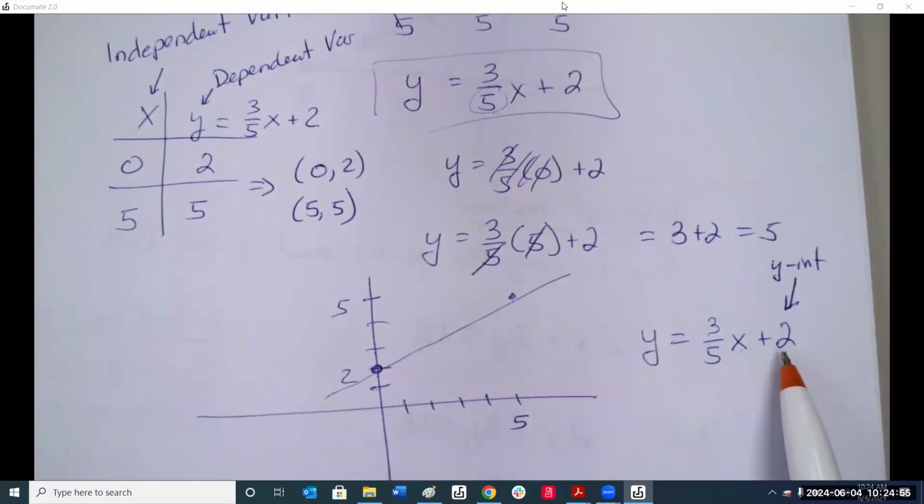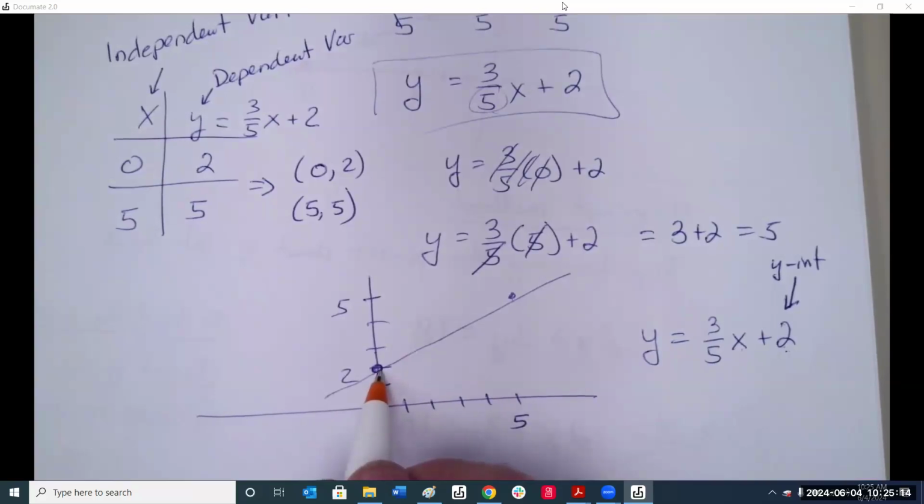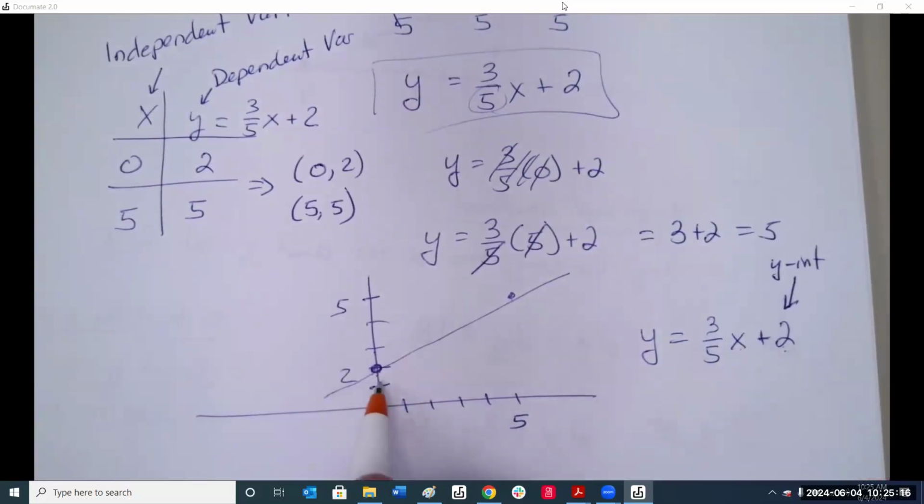Why is this called a constant? Because can 2 ever change? It's always going to be 2. It's constant. It's always going to be 2. So the constant in an equation is always your Y-intercept. So we know it's going to cross at 2, at positive 2.